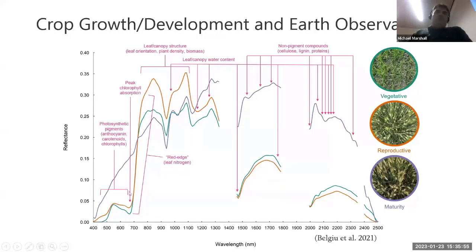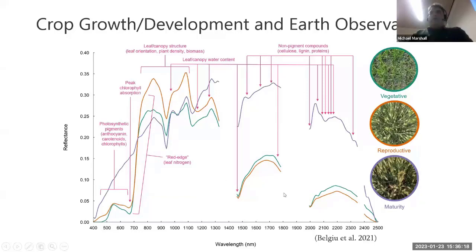There's also the difference between the visible and the near infrared, which is the red edge. The red edge shifts depending on how stressed the plant is. It blue shifts when it's not stressed, and shifts more to the right, red shifts, when it's stressed. And that can get at things like leaf nitrogen, and it's a general indicator of stress.